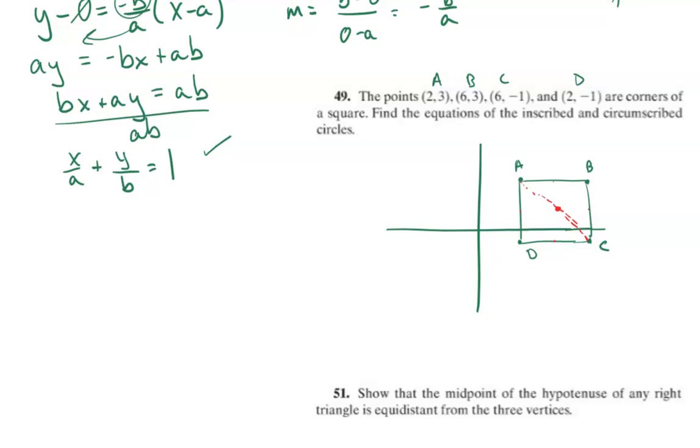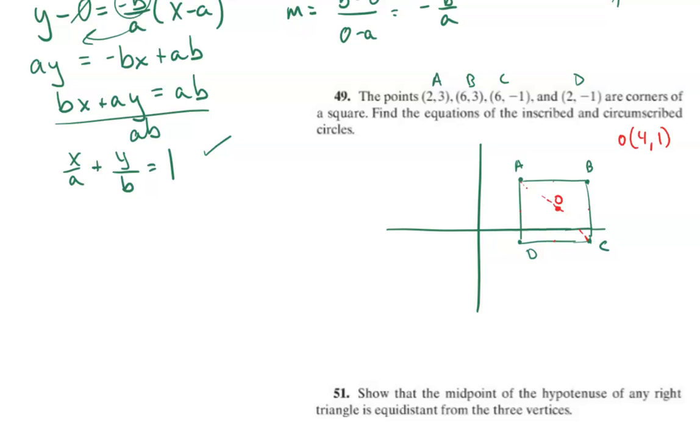So halfway between 2 and 6 is 4. So I'm going to call this O. So O is at 4. And then halfway between 3 and -1 is 1. So O, the center of both circles, is at 4, 1. Okay. And if you think you have an idea where to go from here, go ahead and stop the video at any point and try it. But I'll go ahead and keep going.